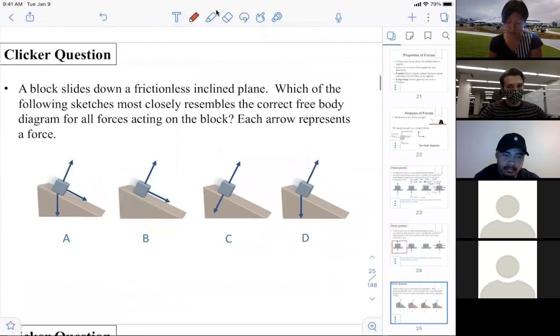So now let's look at something slightly different. Now everything is moved onto the ramp. So the block is sliding down. And it also tells us it's a frictionless surface. So which one of these sketches would be correct? Okay, so for this one I'll give you a couple minutes to discuss. Please take a screenshot of the question before you head out to your breakout rooms.